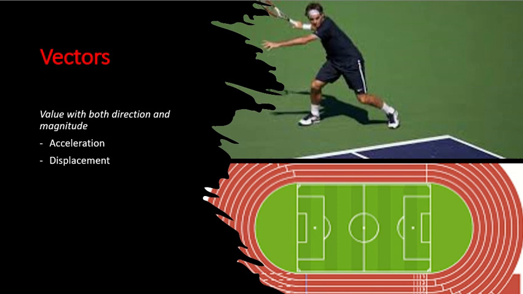And then this is the same for displacement with an athlete, say, doing the 300 meters around the track. They would run their 300 meters, but the displacement would only be 100 meters, but it would be in a negative direction.